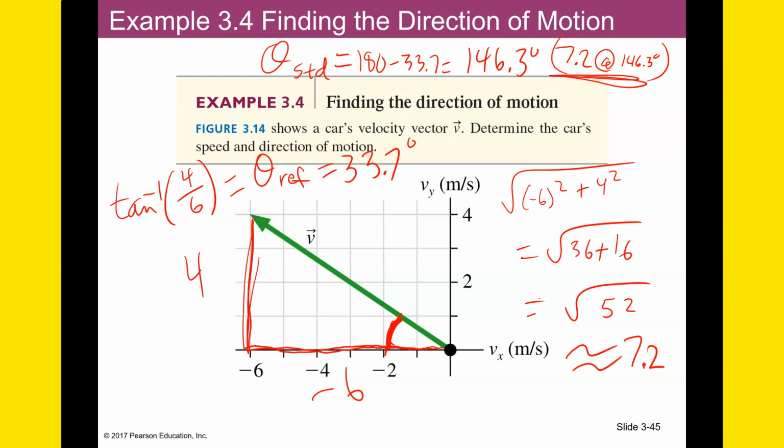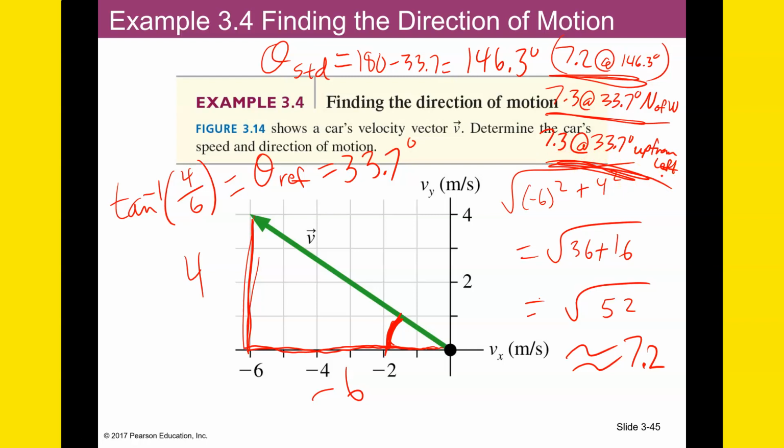If they want it as a cardinal direction angle, then you could simply say 7.2 at 33.7 degrees north of west. That's another way to express it. Another way, if you're not concerned about cardinal directions, if you're more concerned about up, down, left, right, you could say 7.2 at 33.7 degrees up from left. That's another way to express it.